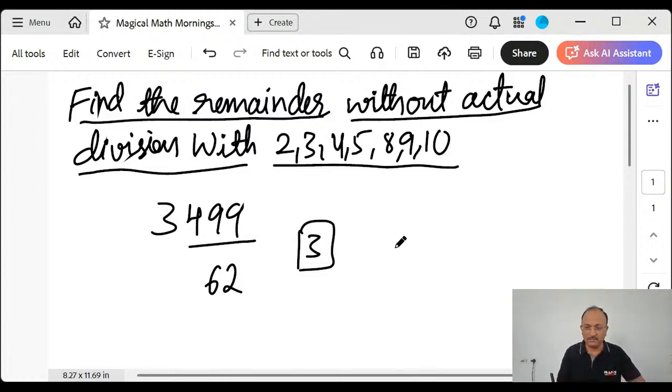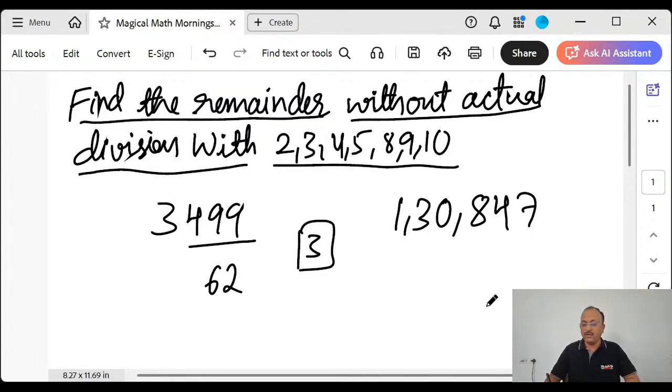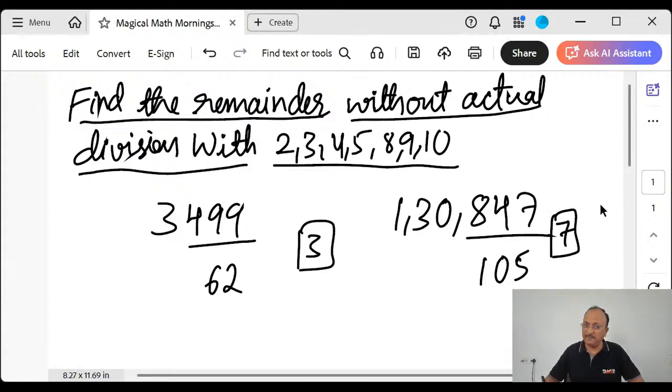Maybe you can check a number like 130,847. What you will do? We'll divide only the last three digits. For 4 we'll divide only the last two digits. For 8 we'll divide only the last three digits. 8 1s are 8, 8 5s are 40. What is the remainder? 7 is the remainder. Is it simple?